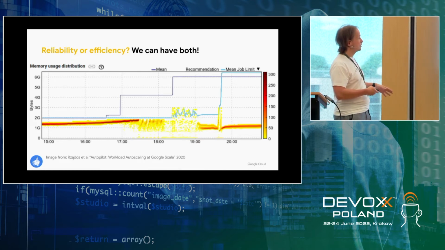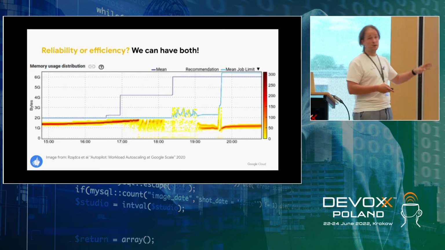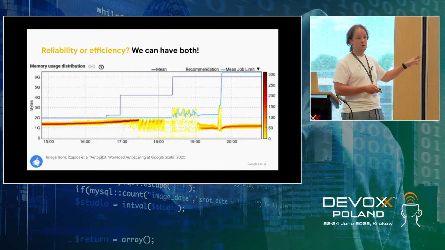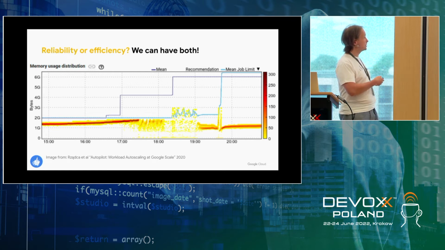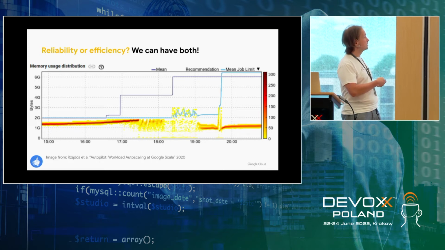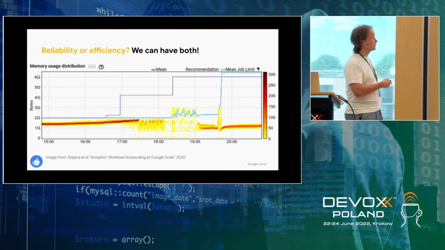This is an example. Sorry for the quality of the plot, but I wanted to show you a true plot from an actual outage. So this is a memory usage plot. This is the actual memory usage. This is the memory limit the service actually had. And this is the recommendation from Autopilot that was running in dry mode. So memory usage grew for some reason. Maybe there was a memory leak, maybe some downstream service did something, doesn't matter really.